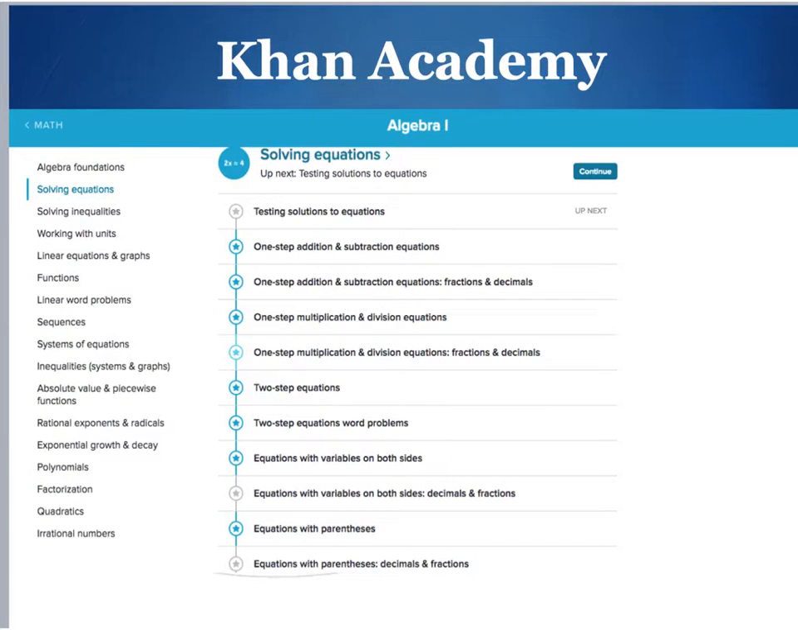This is a page from the course of Algebra 1. On the left-hand side, they have all the different units that are found in the course Algebra 1. In the center of the page, you have the section Solving Equations, which is one of the chapters or units from Algebra 1, and they have about 10 or 12 exercises. Each one of the units on the left is going to have about 10 or 12 exercises that my students can do.